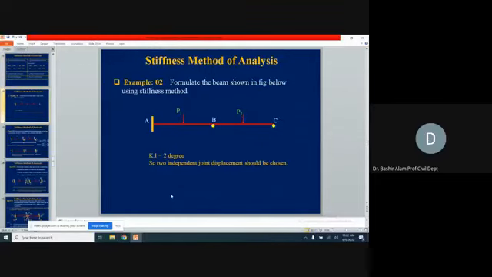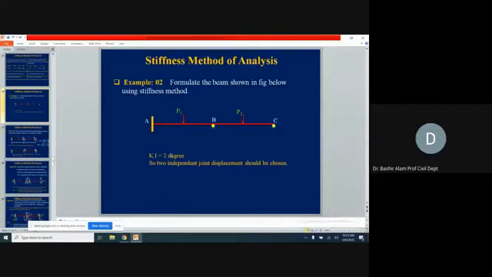Now example 2. That was a 1 degree indeterminate problem, and we wrote a single simultaneous equation, a very simple equation. Now we look at this one. Again, we are ignoring the axial effects. If you look, the rotation at B is unknown, and the rotation at C is unknown. So this is a 2 degree indeterminate problem. How are we going to formulate this?